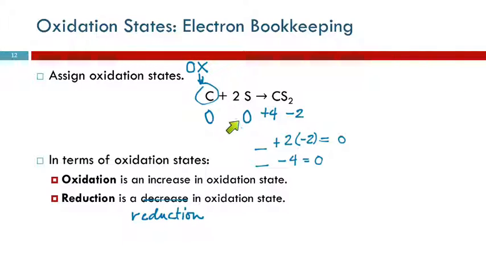The sulfur is going from an oxidation state of 0 to -2. Is that increasing or decreasing? Decreasing. Decreasing oxidation state is reduction. So this is being reduced. And that's how you use oxidation states to identify oxidation and reduction when you don't have things with charges. Any questions?